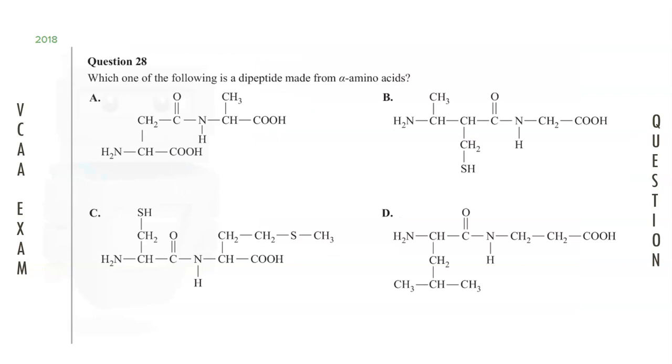Okay, so the next one is looking at these structures, and you can see that they look a little bit more confusing when we see them all comparing and trying to figure out which one is which. This question has asked us which of the following is a dipeptide made of alpha amino acids? So remember, we have to have the carboxyl and the NH2 bonded to the same carbon, which is carbon 2, our alpha carbon.